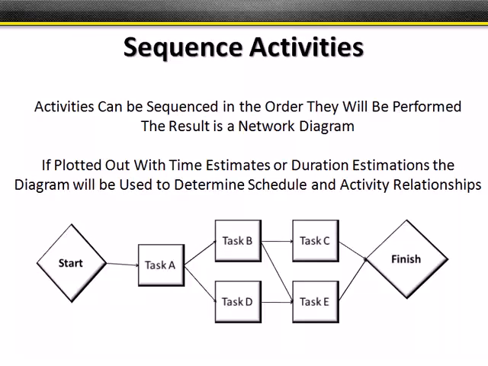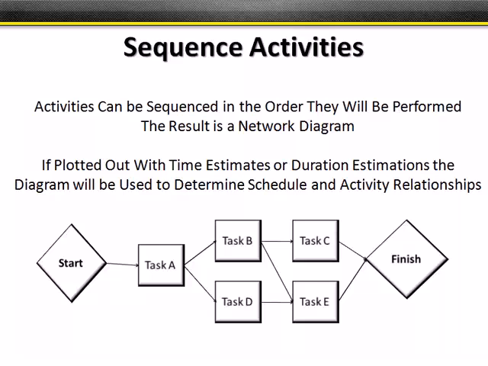Activities can be sequenced in the order that they will be performed, and even project software will create a network diagram in a different view. So if you're used to working with these, then maybe you see that view in MS Project or other software. If you plot out your activities with time or duration estimates, the diagram will ultimately be used to determine your critical path. So we're going to be doing this kind of the long way.